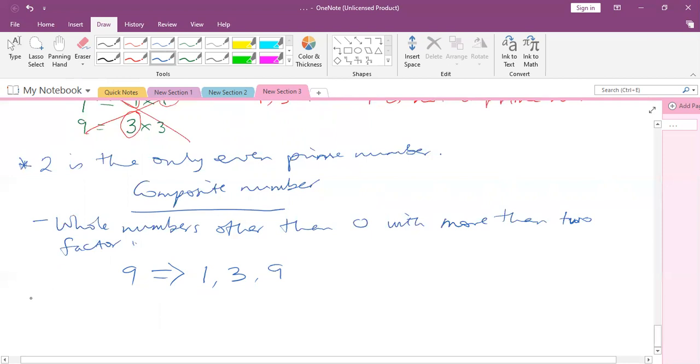It's also important to note that, so I'm putting an asterisk against this, that 0 and 1 are neither prime nor composite, all right? Okay.